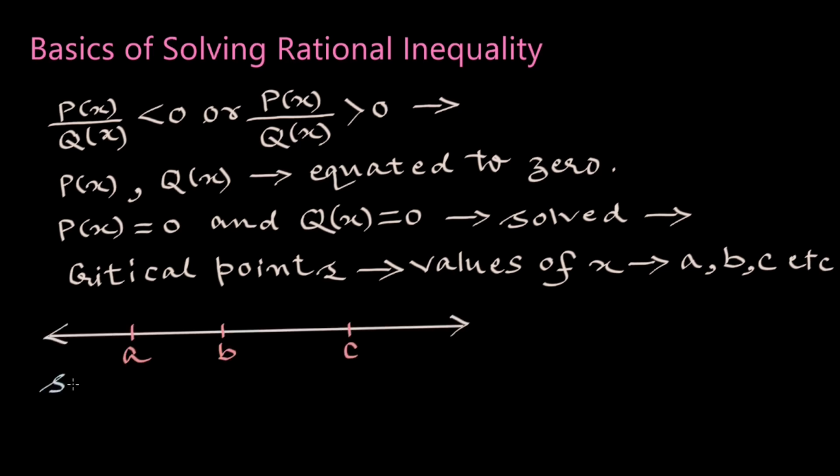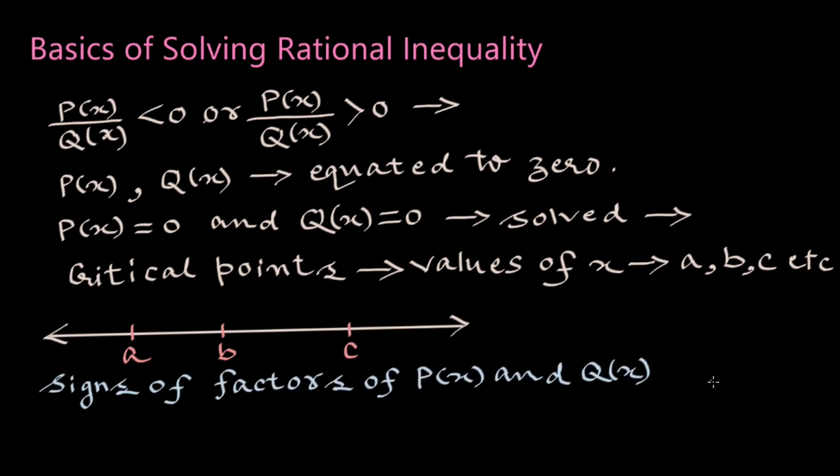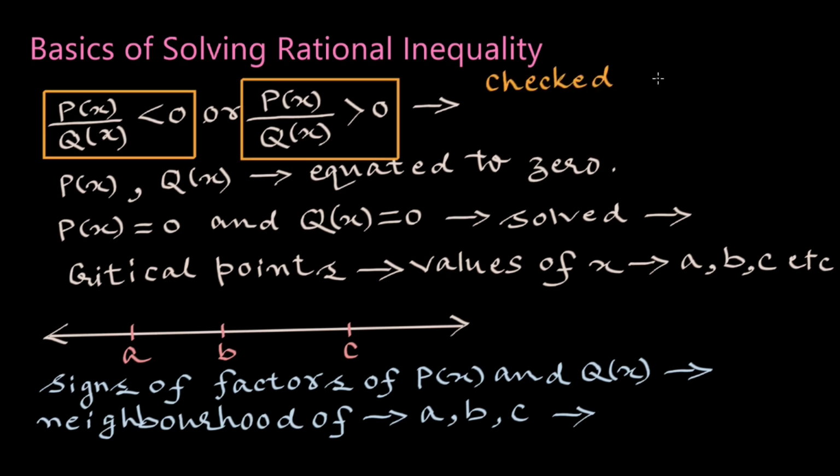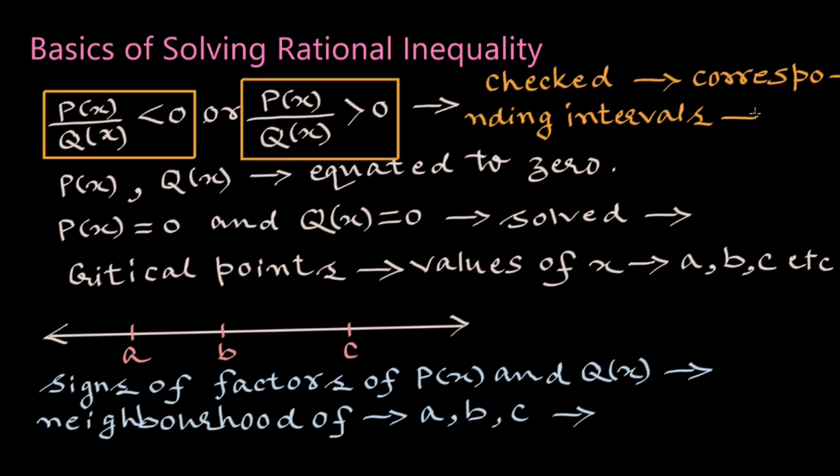Next, the signs of factors of polynomials p(x) and q(x) are tested in the neighborhood of the critical points a, b and c, on the basis of which whether p(x) upon q(x) is negative or positive is checked, and the corresponding intervals give us the solutions of these rational inequalities. Let us understand what we have discussed here by actually solving some examples.